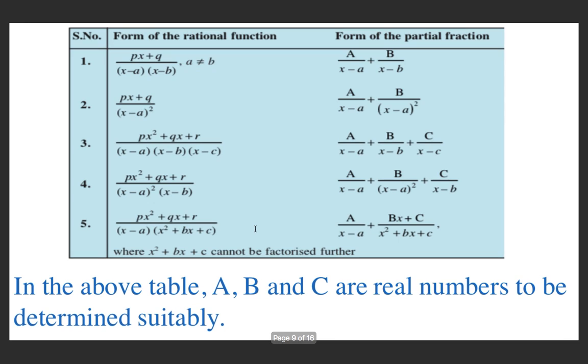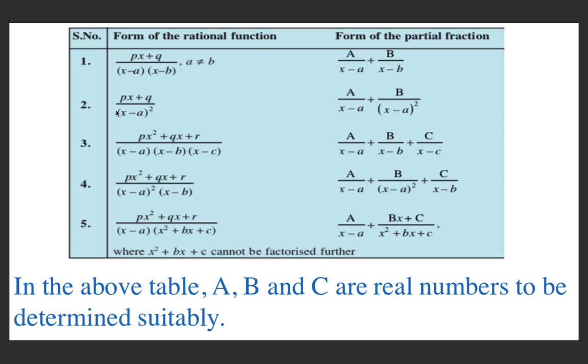So here are some of the standard forms of rational functions. Suppose a rational function is of the form (px + q) upon (x - a)(x - b). Here x - a is a linear factor, x - b is also linear, and both are different. So in this case we will write the partial fraction as A upon x - a plus B upon x - b. We can write (px + q) upon (x - a)(x - b) as A upon x - a plus B upon x - b.